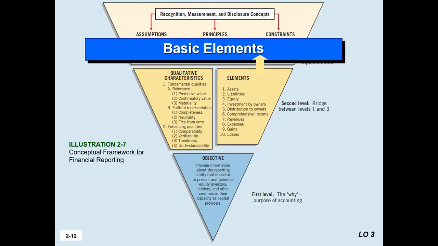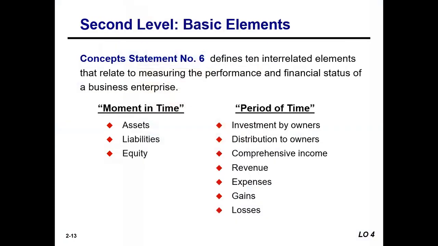So those are the three new ones for us: comprehensive income, gains, and losses, that we'll be talking about more as we go through this textbook. All right, so the elements, that second level, those 10 elements that we just talked about. Just like it shows here, Concepts Statement number 6 defines 10 interrelated elements that relate to measuring the performance and financial status of a business enterprise.